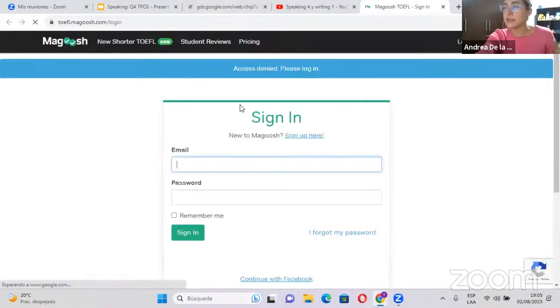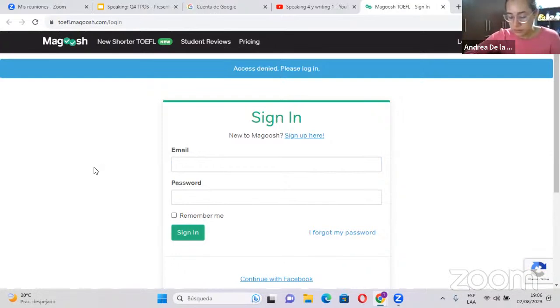But before we start practicing, I wanted to share with you guys the access to this platform here. It's called Magoosh. Does anyone know Magoosh? No, you've never heard of Magoosh? So I'm sending you guys the username and password for this platform to our WhatsApp chat. You should have already received it.